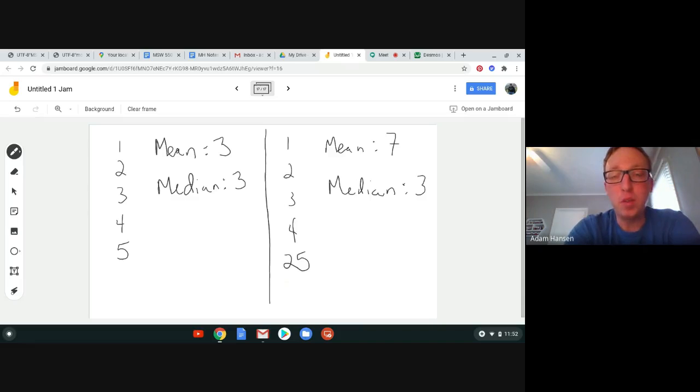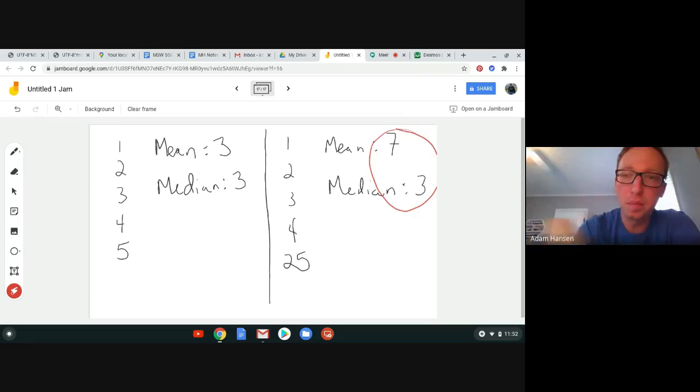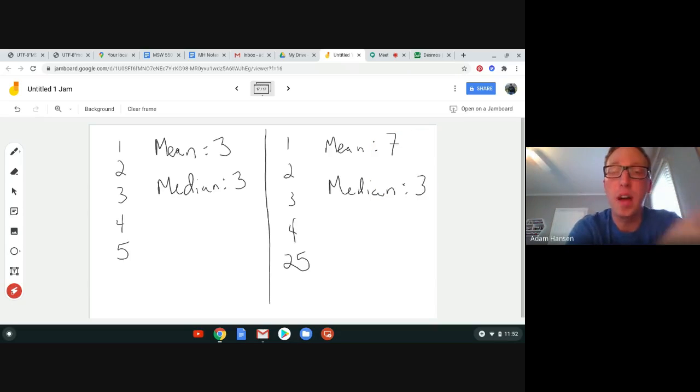In a right skewed distribution, the mean would be greater than the median, like we can see here. In a right skewed distribution, the mean is greater than the median because that 25 pulls it further ahead of the median. In a left skewed distribution, where I have an outlier on the significantly low side, it's just the opposite. The mean is less than the median.